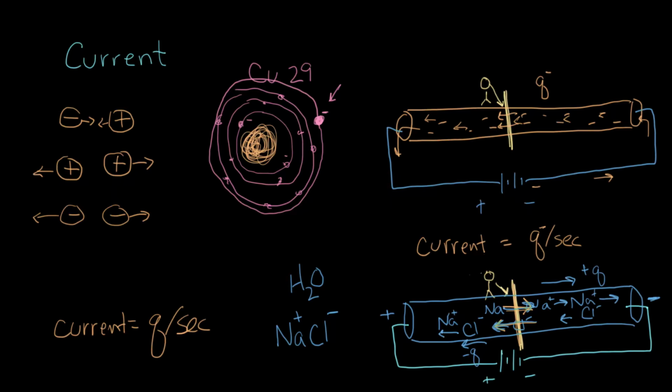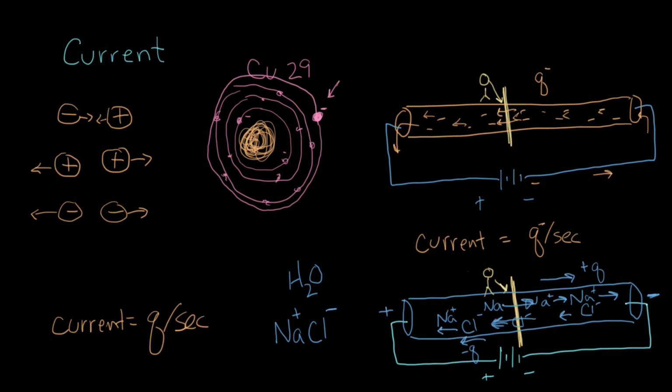In the last video, we talked about the meaning of current, and current is defined to be the movement of charge, amount of charge per second. We looked at a copper wire where electrons are carrying the current. And we looked also at a salt solution where both positive and negative ions are carrying the current across this imaginary boundary where we keep track of how many charges are moving.